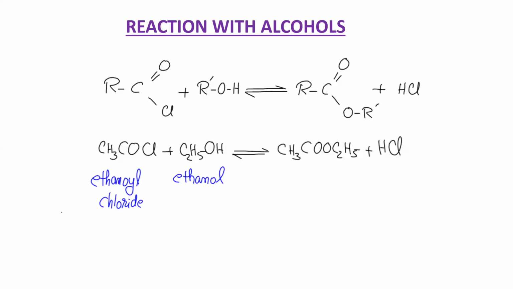So RCOCl plus R'OH gives RCOOR' plus HCl. My point to understand here is what is the difference between this esterification and the previous esterification. The fundamental difference is that in the previous one we were using alcohol and carboxylic acid, and we were also engaging an acid like H2SO4. Here, no H2SO4 is needed because the reaction itself is very, very motivated.